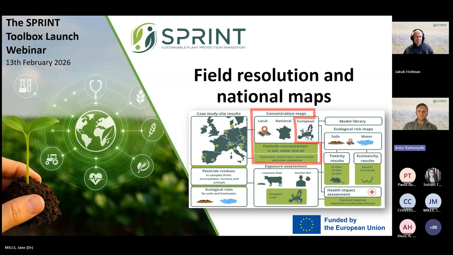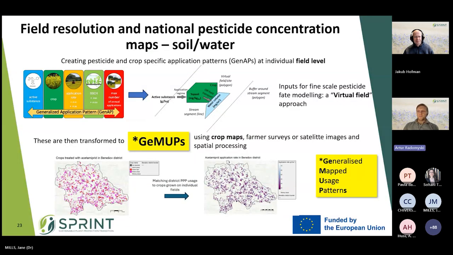So I will try to introduce briefly the concentration maps tool available in the toolbox. Next slide, please. The first step in preparing pesticide concentration maps was to compile publicly available pesticide usage data and crop-related data. This data were then compiled for individual fields by matching crops grown in a given year with pesticide usage data. In this way, we were able to create these generalized mapped usage patterns, or GMAPs, at high resolution for several EU countries. Such GMAPs are crucial inputs for modeling concentration of pesticides in different environmental media.